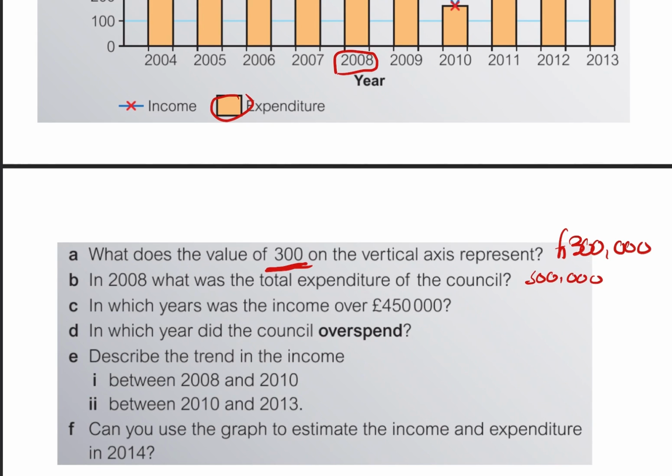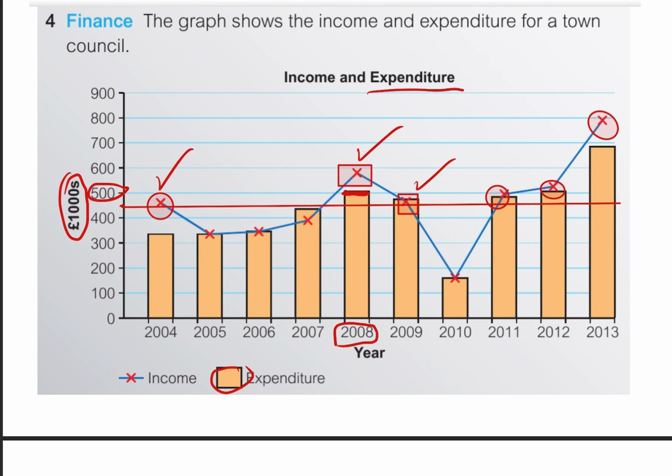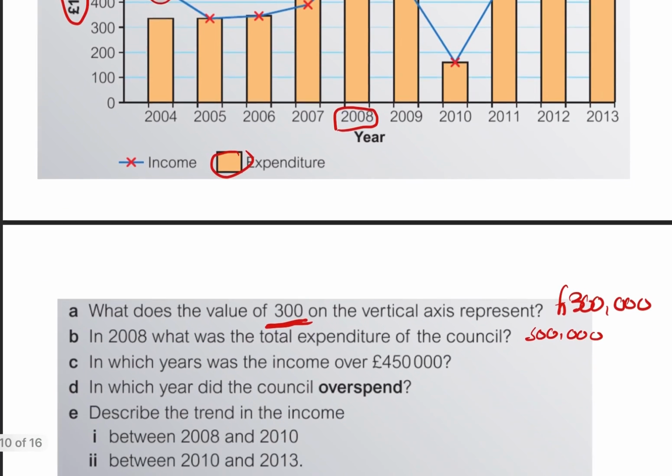In which years was the income over 450,000? Well, let's have a look. Let's just draw a straight line going across the graph. Income over it. Let's have a look. 1, 2, 3, 4, 5, 6. So we can say income over this line was 2004, 2008, 09, 11, and 12 and 13. So there we are.